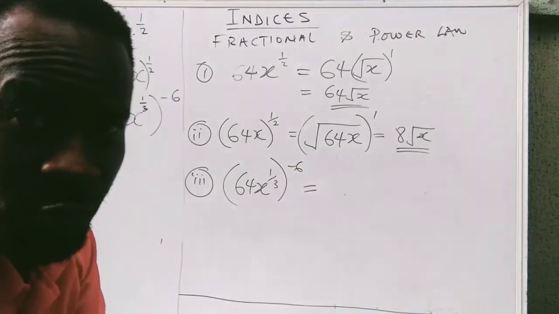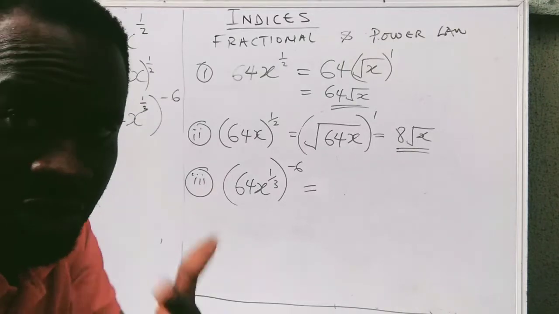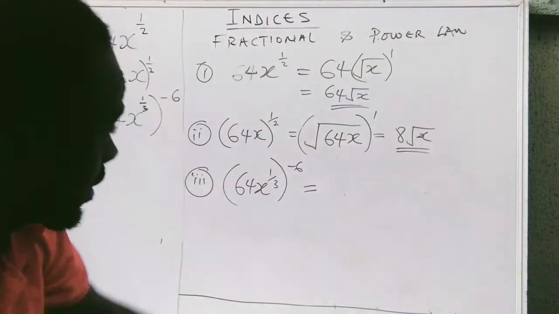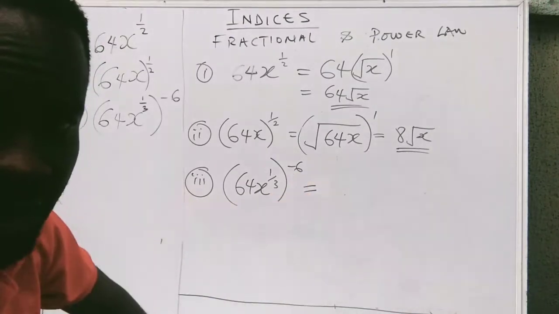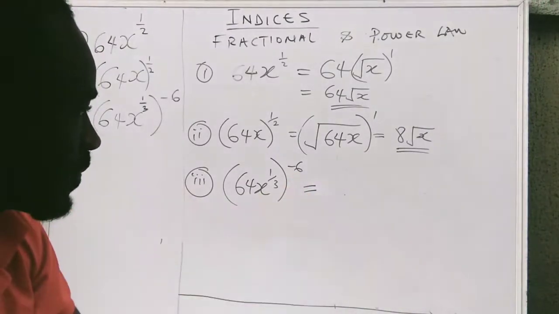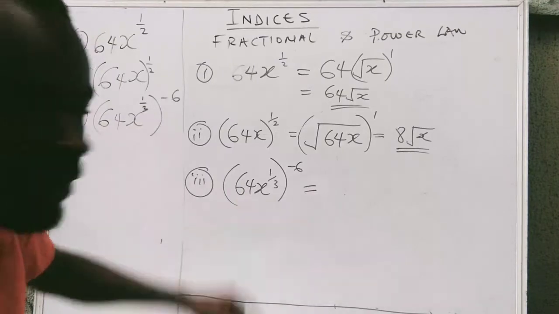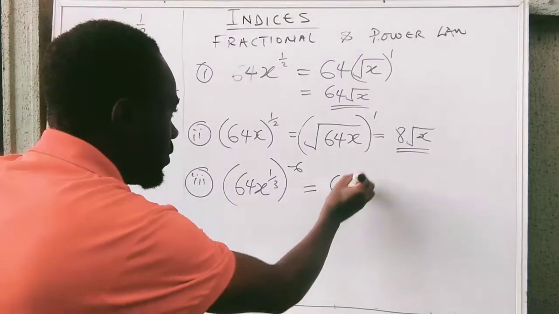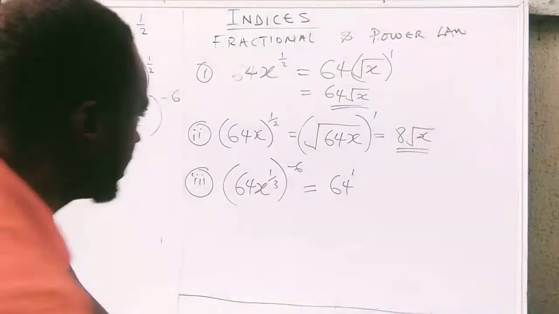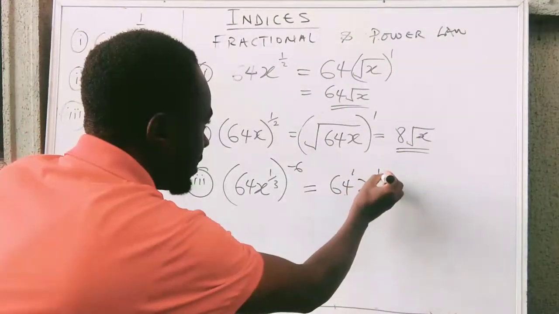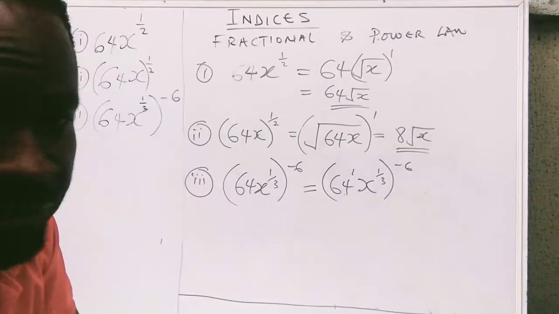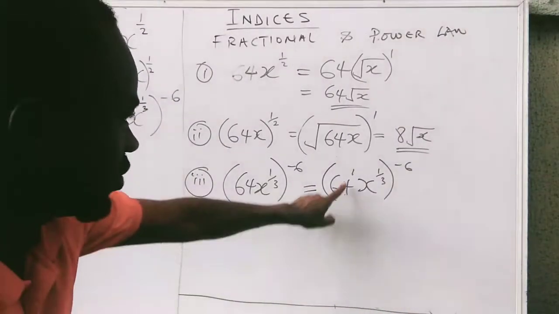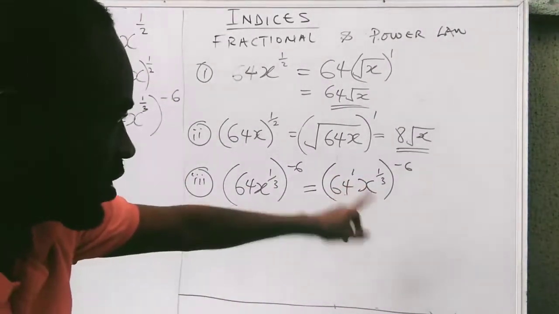Now if you look at this third one, two things are playing here: the fractional laws of indices and negative index law. In fact, three things are playing here. Even the power law is also playing here. Now I can write this 64 as 64 raised to the power of 1, and then x is equal to x raised to 1/3, and raised to the power of -6. The only difference between this and this is just this one here. I just want you to see the one visible.